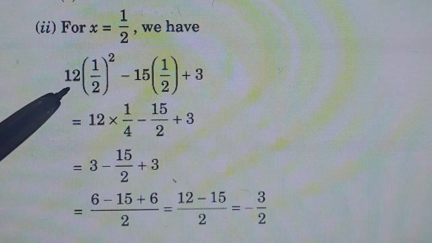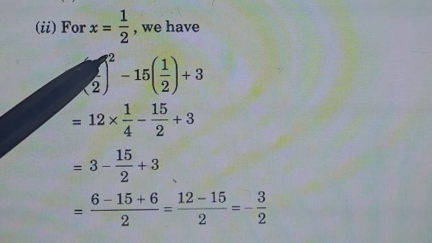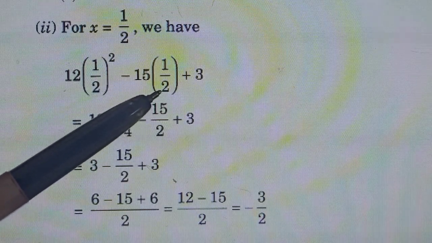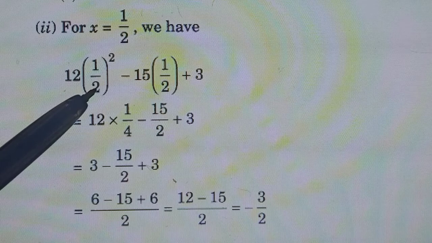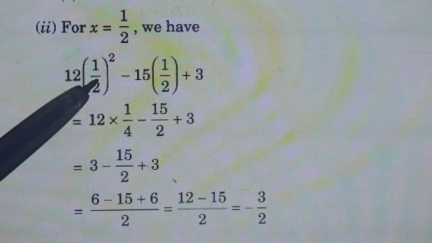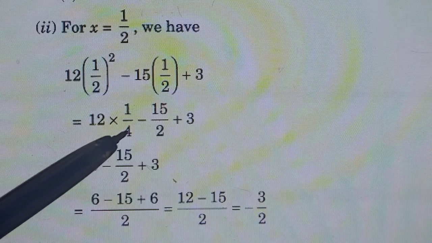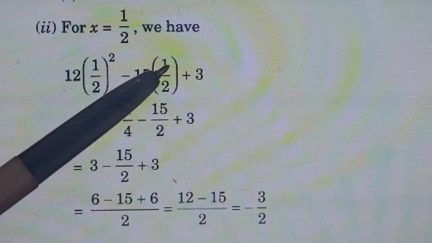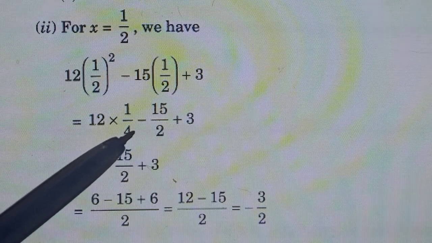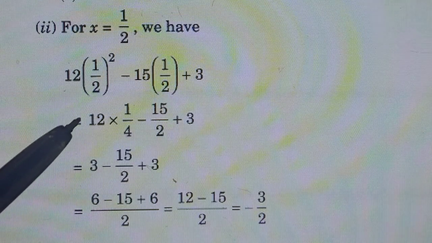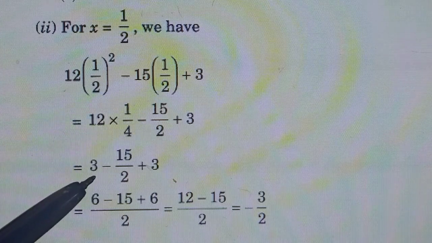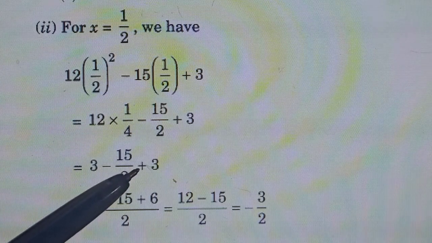Now the second part, they had asked to put x is equal to 1 by 2. Okay, so it was 12x square, so 12 half square minus 15x, so minus 15 into, this time x is half, and plus a 3. So first we will open this square, so half square, so 1 ones are 1 in the numerator, 2 square is 4 in the denominator. This will be multiplied, 15 ones are 15 upon 2. Now this can be cancelled, children. Here 4 ones are 4, 4 threes are 12, so this becomes 3. This whole value comes out to be 3 minus 15 by 2 and plus 3.